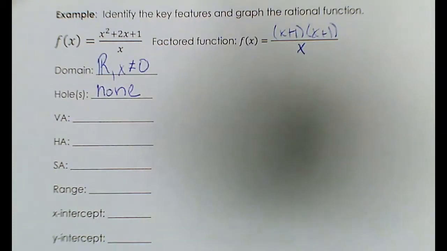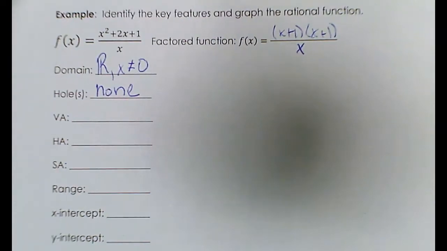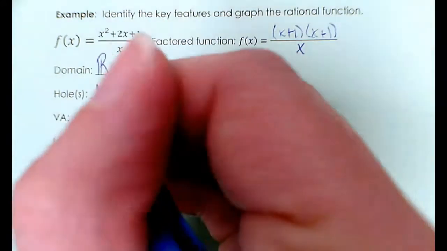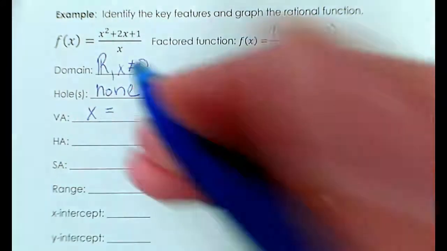That doesn't necessarily mean there's no horizontal asymptote, but there isn't going to be one because there is going to be a slant asymptote. Okay. Vertical asymptote comes whenever you do what? The numerator or the denominator? The denominator. So if I set the denominator equal to 0, the denominator is x, and x equals 0.